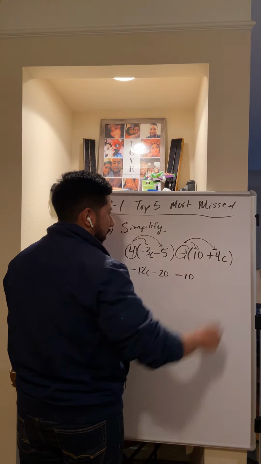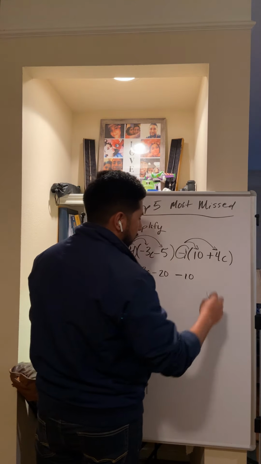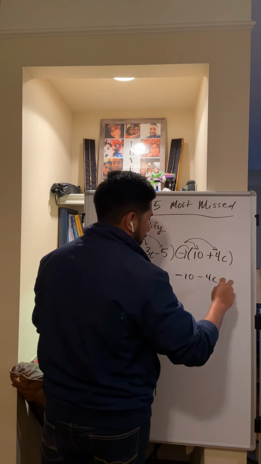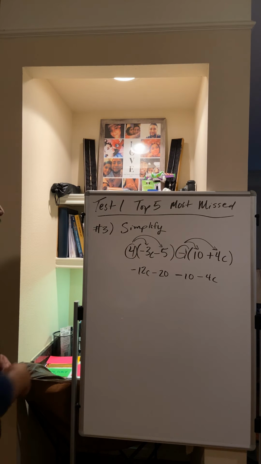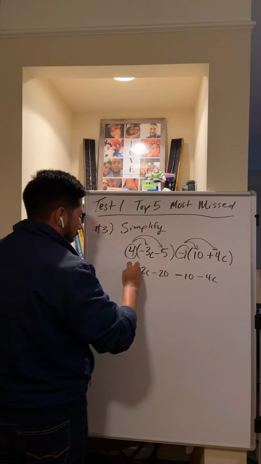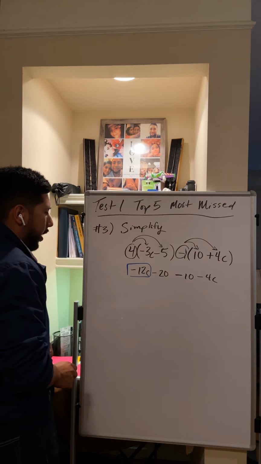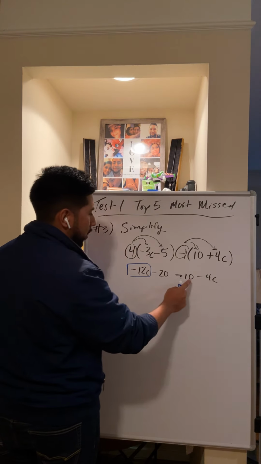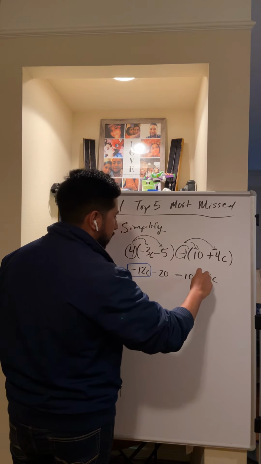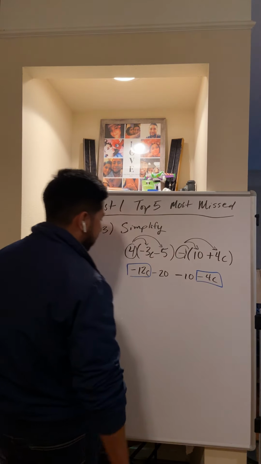Negative 1 times positive 4. Negative 1 times 4 gives me a negative 4. And now let's do the partners. Who's the partner for negative 12c? Who else has a c? Nope. Nope. Boom. Include the sign.